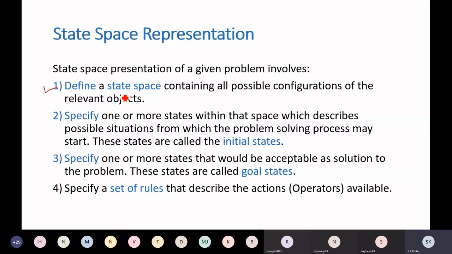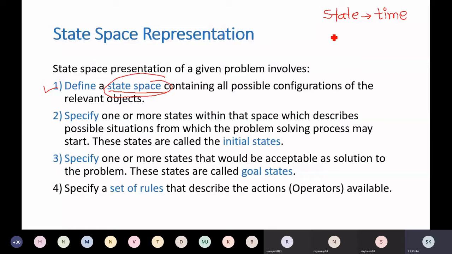First, you will have to define the state space containing all possible configurations of relevant objects. Now whenever we talk about a state space of a problem, what is the meaning of state? State is always associated with time. So we will have to represent the given problem situation in computer representable form, and that will be a set of states which will change over a period of time. Therefore we call it state space.